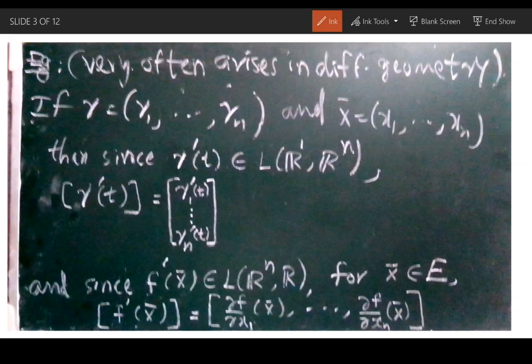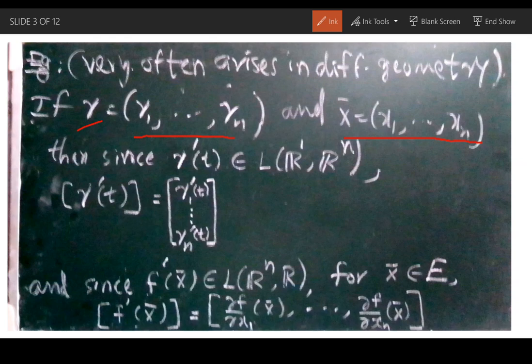നമുക്ക് ഇതിനെ component wise study ചെയ്യാം. Now gamma is a mapping of (a, b) into E subset of Rn. So gamma has components gamma 1 etc. gamma n. And f is a mapping of E into R, where E is a subset of Rn. Now take any point x in E. So x has got n components x1 etc. xn. Okay, fine.